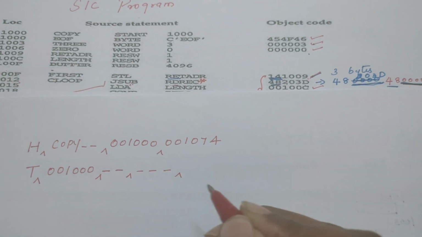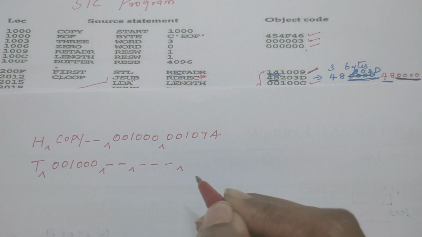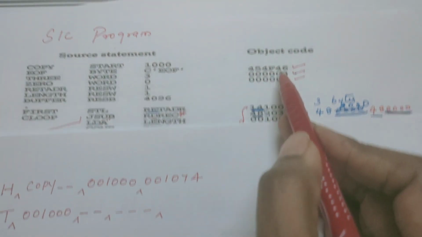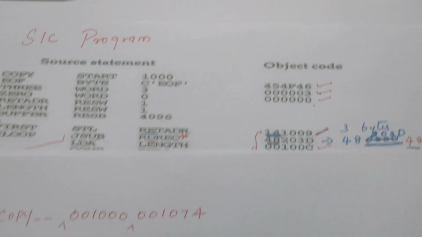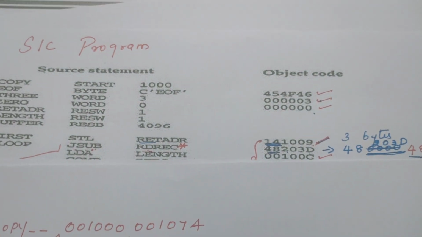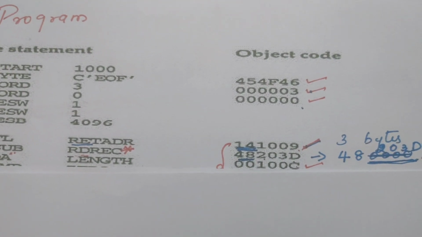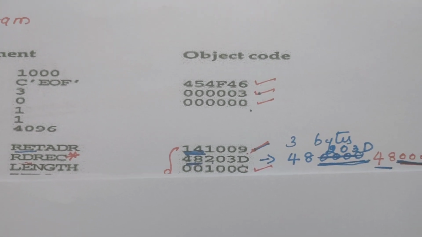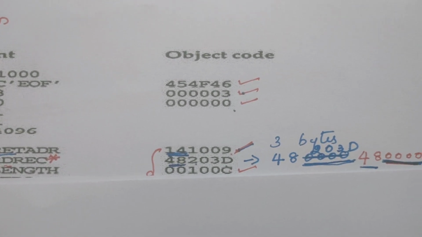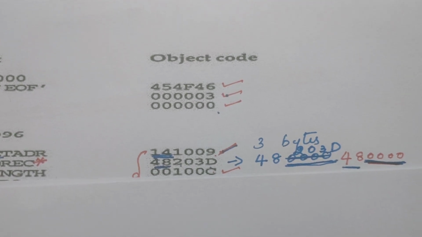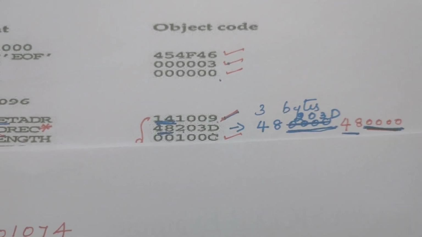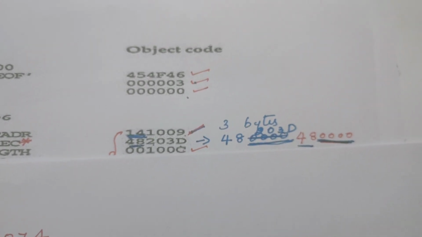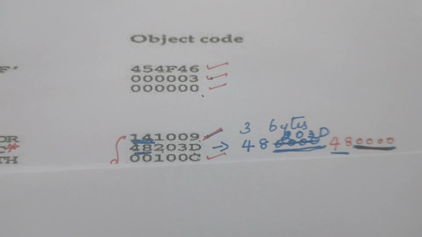Then after the relocation bits, we should start accommodating the object code, right? So what is the first object code present here? 454F46. The second object code is 000003. The third one is all zeros. And the fourth one is 141009. And the fifth one is 48203D.